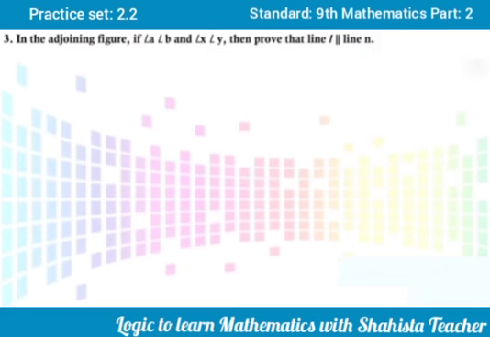Now here in the adjoining figure is given, say this green color line, there is one transversal line and three parallel lines. So here line L parallel to line M parallel to line N. Three parallel lines are given and the transversal line is K. So here line L parallel to line M, and M parallel to N, and L parallel to N.